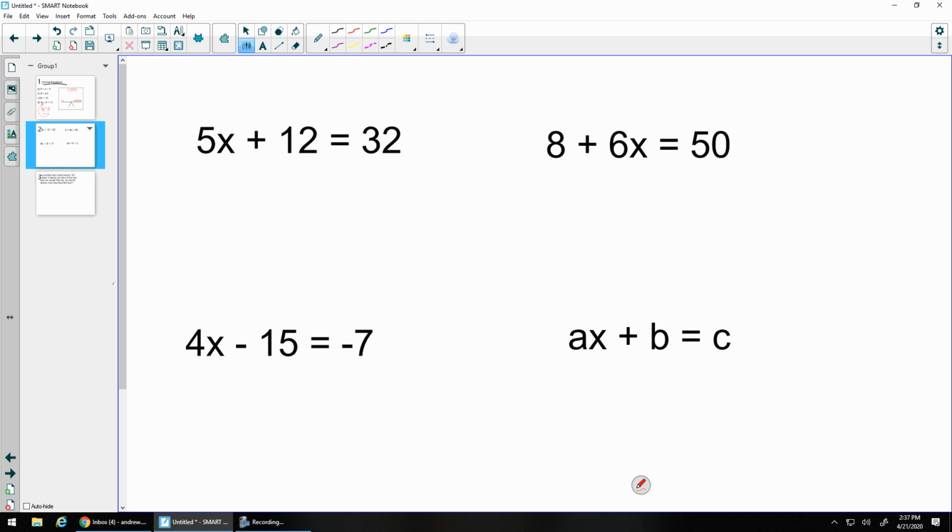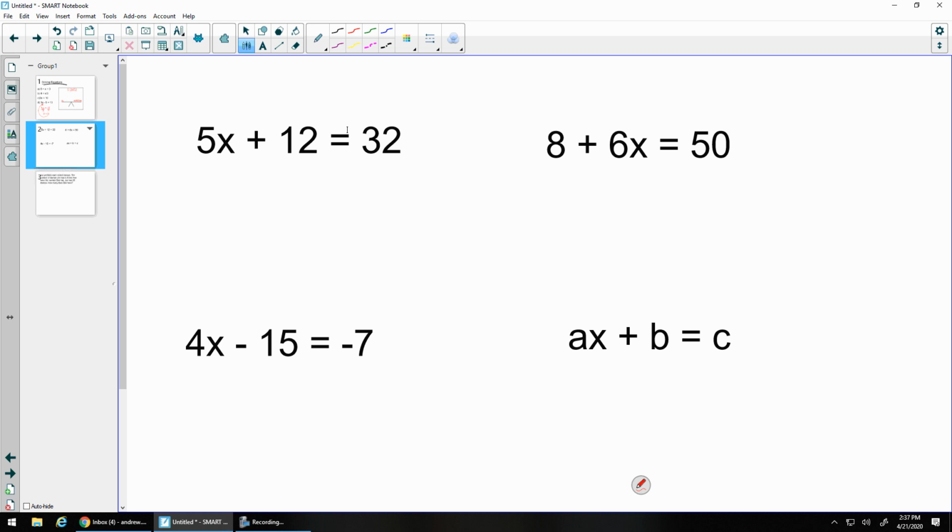We're just going to go over these questions not using the teeter-totter method, but we're still doing the exact same thing. Whatever we do on the left, we have to do on the right to keep this equal sign true, to keep the teeter-totter balanced. And we're going to do the reverse order of operations and the opposite operations.